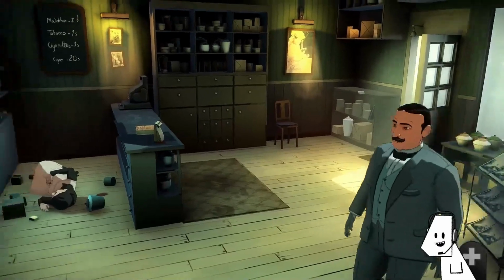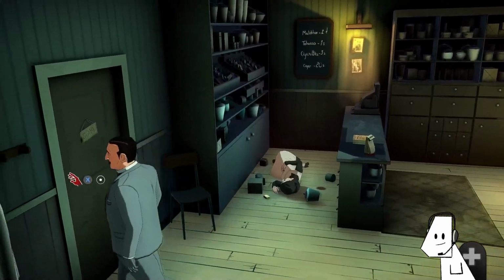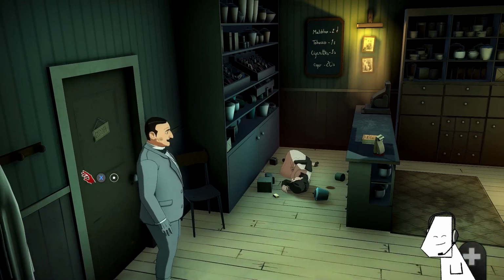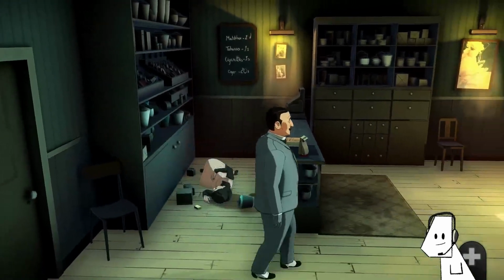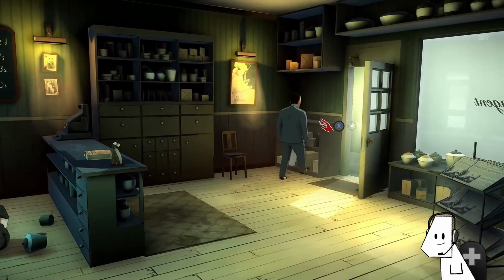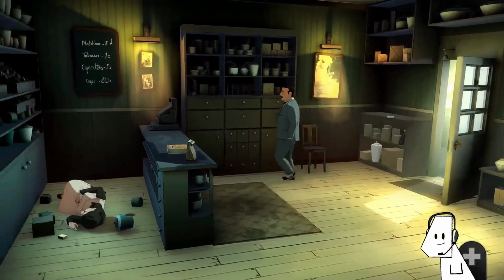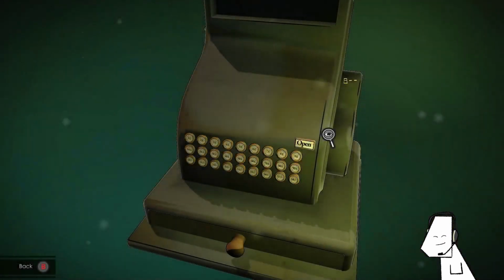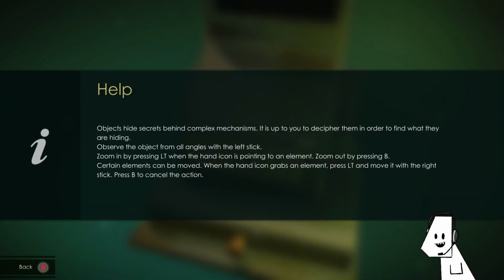Am I waiting for him to come back to give me the... The door is locked. No, maybe we need to unlock it. Oh my goodness. Oh, oh. Aha! We found what we needed.